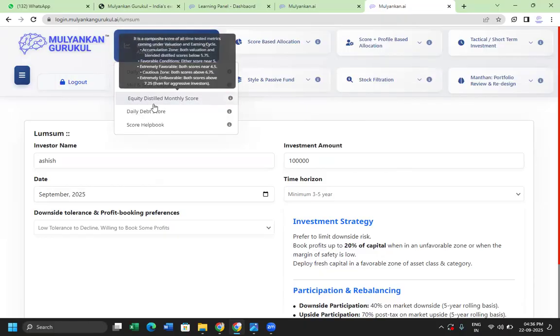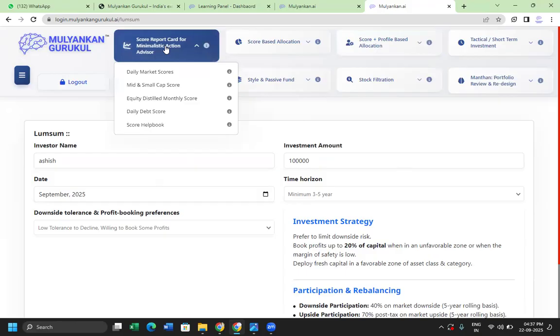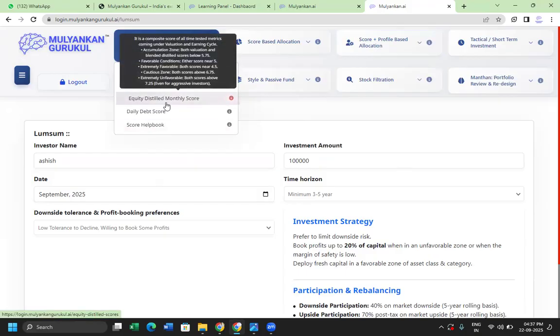I am giving you the score plus profile based allocation. If you don't want to distinguish on the profile based allocation, you should know how to read the score, because you are the person meeting the investor on the basis of that score. You are the best person to say what allocation should go to which investor.